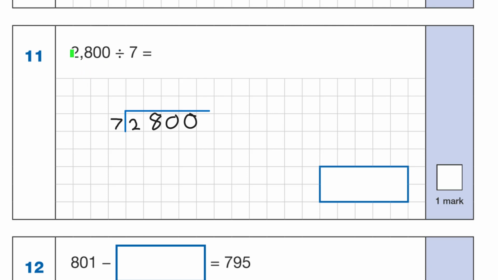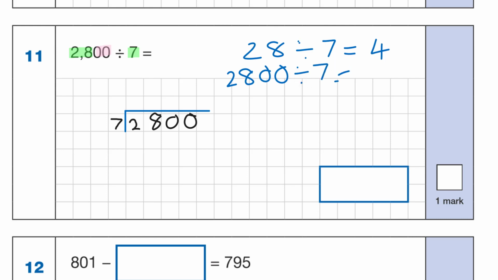So what I can spot here is the number 28 and 7. So my known fact is 28 divided by 7 is 4. And I can see that my number 2,800 is 100 times bigger. So therefore, 2,800 divided by 7 is going to be 100 times bigger. So it's going to be 400. Okay. So 280 divided by 7 would have been 40.